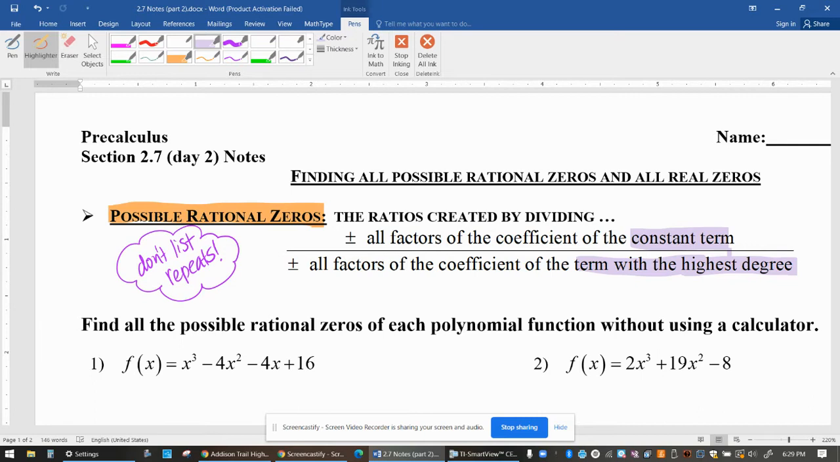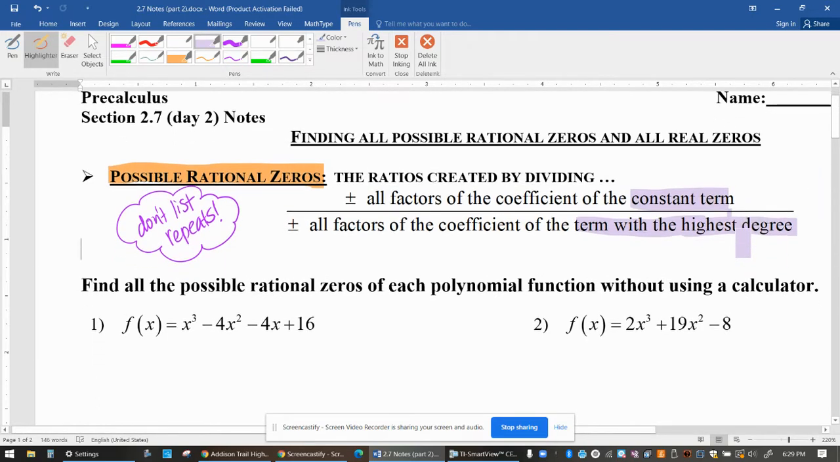For this class, we're going to ask you to find the possible rational zeros and list them, but just remember, no repeats. When you make your list, do not list any repeat numbers or ratios.